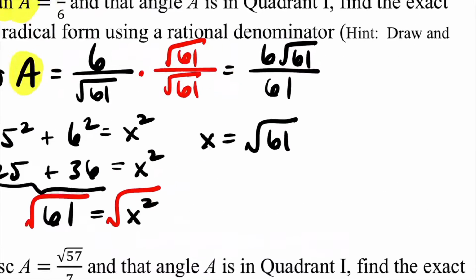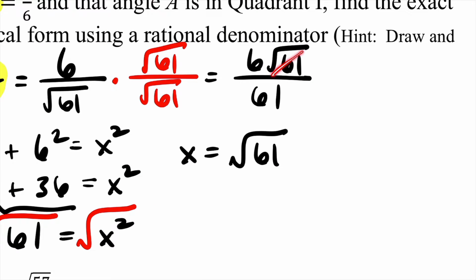The 6 and the 61. So can I cancel out the 61s? No. 6 and 61, if I can reduce them, reduce them. But we just said 61 doesn't have anything that goes into it besides itself.